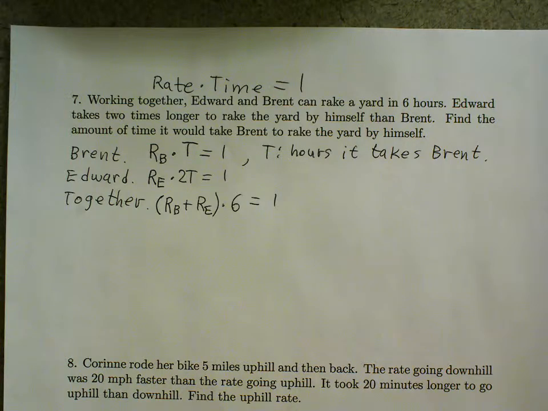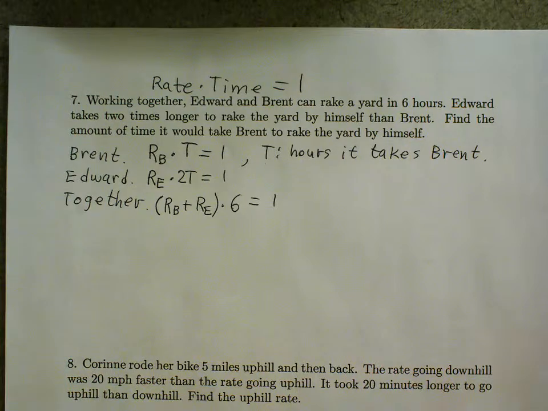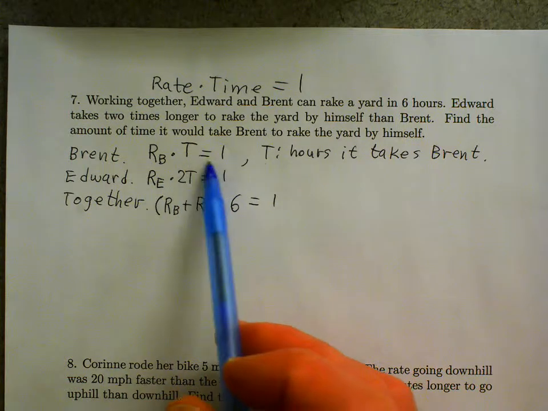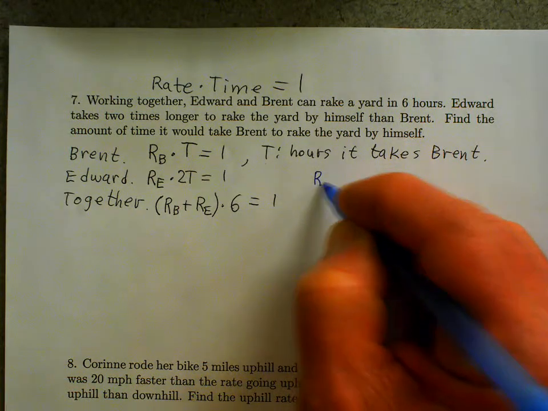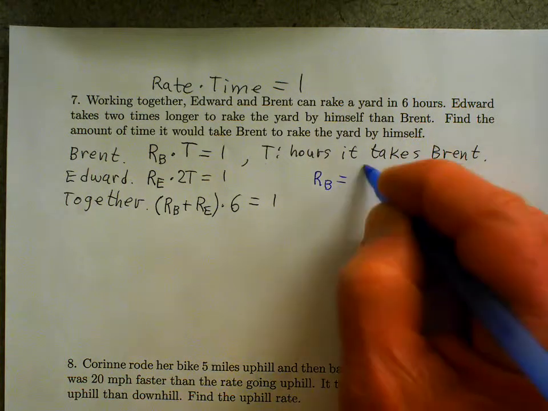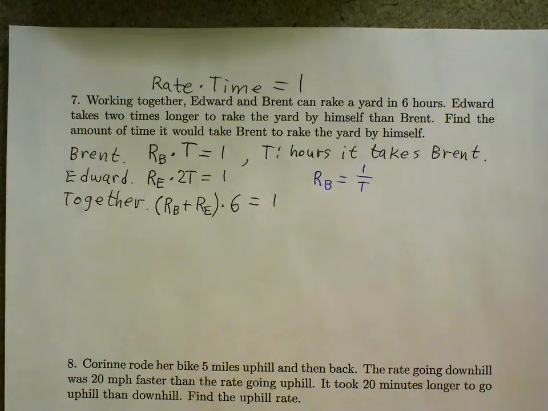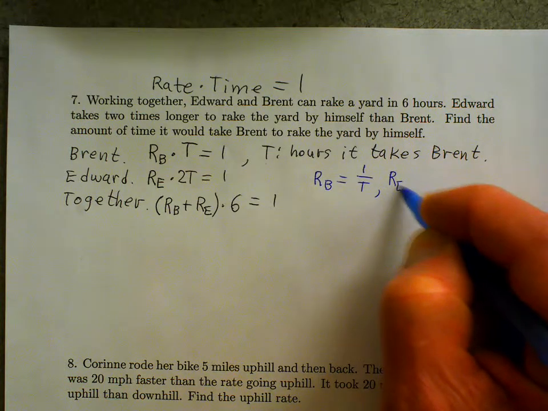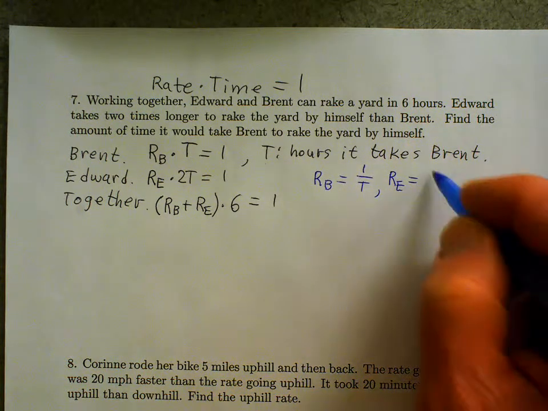Well, we divided by the time. We're going to solve each of the 3 equations for the rates. So Brent's rate times T is equal to 1. So when we solve for Brent's rate, we get 1 over T. We divided both sides by T. Edward's rate, we can solve for Edward's rate if we divide both sides by 2T. So Edward's rate is 1 over 2T.